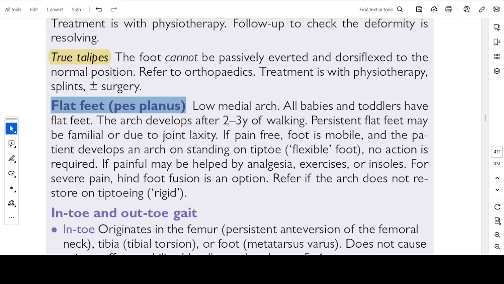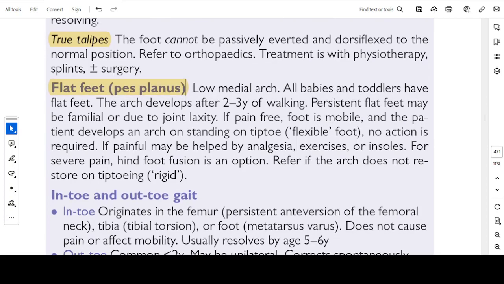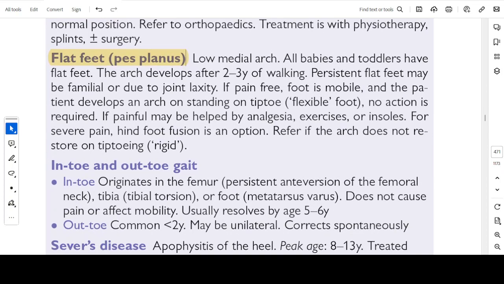Flat feet, pes planus. Low medial arch. All babies and toddlers have flat feet. The arch develops after 2 to 3 years of walking. Persistent flat feet may be familial or due to joint laxity. If pain-free, the foot is mobile and the patient develops an arch on standing on tiptoe.